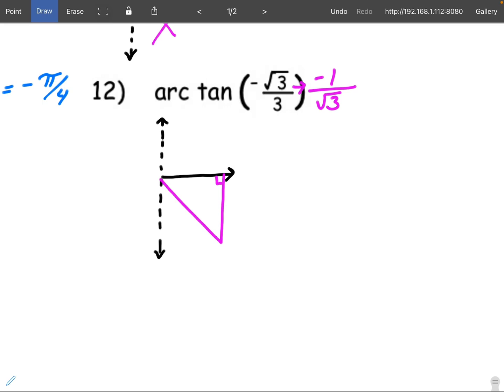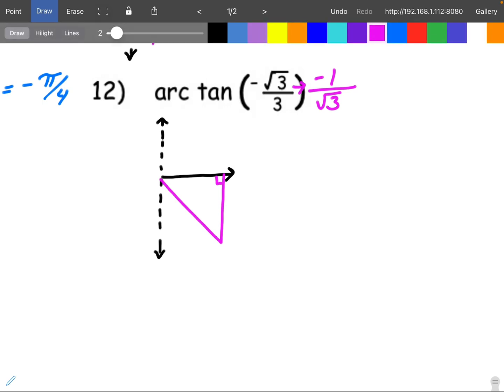But just like on that other one, we can easily make this into values from the unit circle by saying, oh hey, what if I put that over 2 and that over 2? Now those are values from my unit circle. So which one goes where? Well, remember, tangent is y over x. So that means the y is -1/2, and the x is positive square root of 3 over 2.